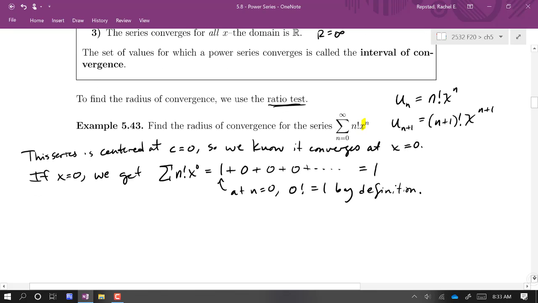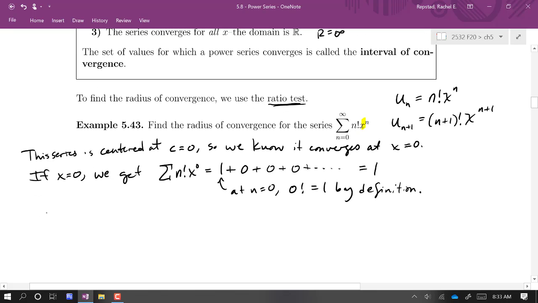All right, so now what we're going to do is consider any fixed value of x that's not 0.